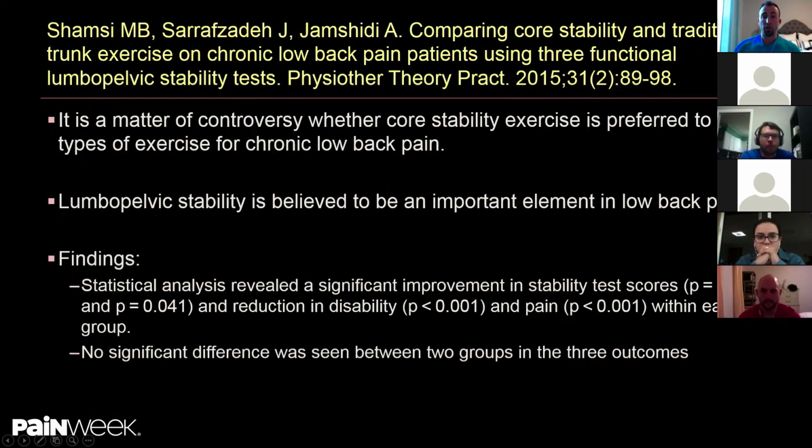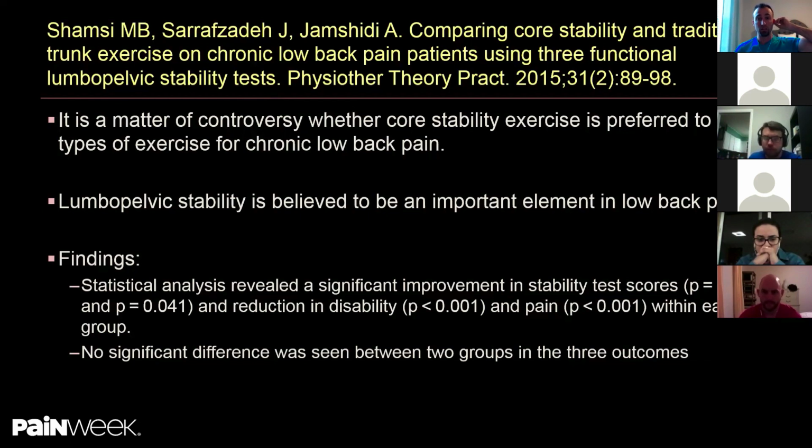So he was comparing core stability and traditional trunk exercises on chronic low back pain using 3 functional lumbopelvic stability tests. What he did was use a step down test, a runner's stance test, and a forward bend test. And they used independent assessors to measure the stability of the spine, so how much they assessed the movement in the lumbopelvic area during these step down and stability type movements.